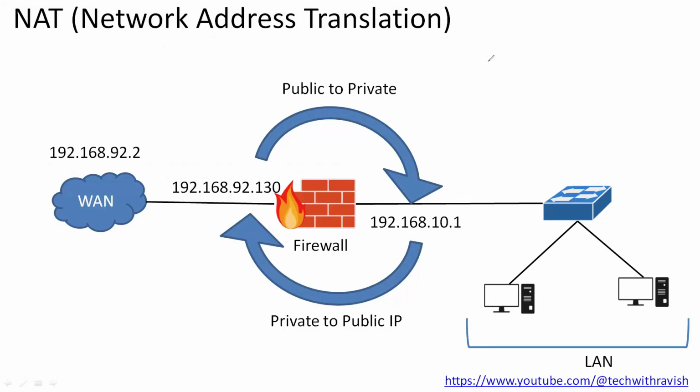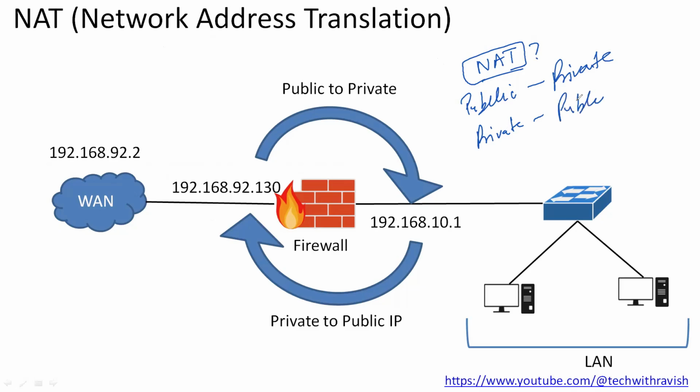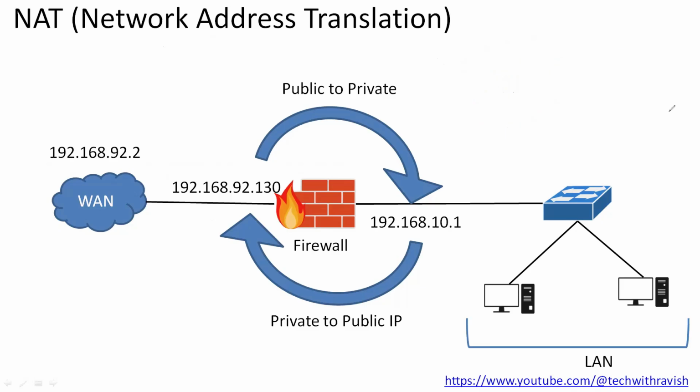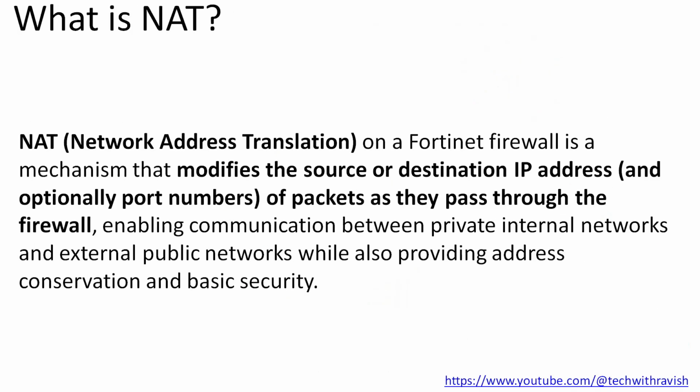Hi everyone, let's talk about network address translation in a firewall. So basically, what does network address translation do? Network address translation translates the public IP address into the private IP address, or the private IP address into the public IP address. The question is, why do we need to translate the public IP address into a private IP address in a local area network, and the reverse?